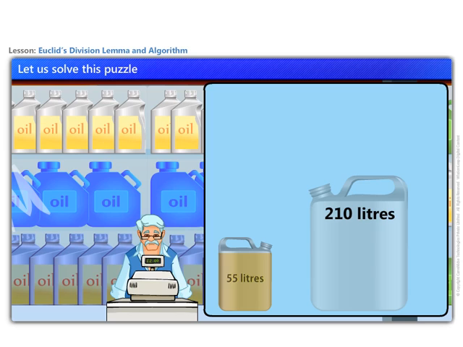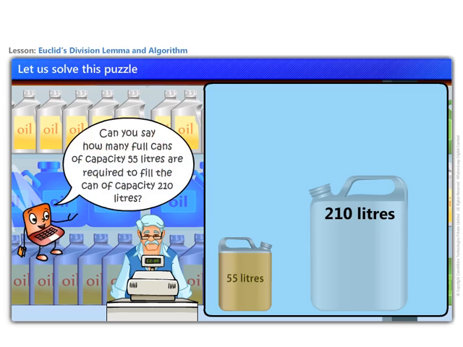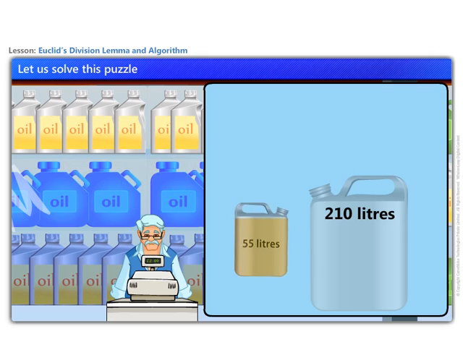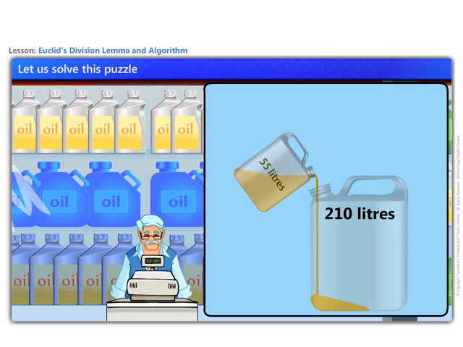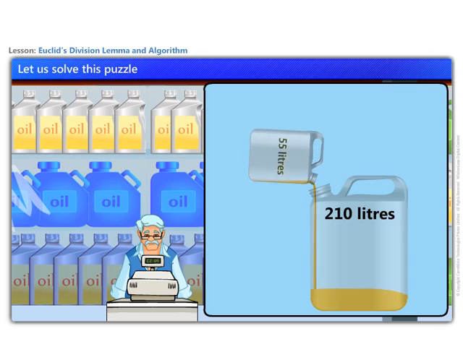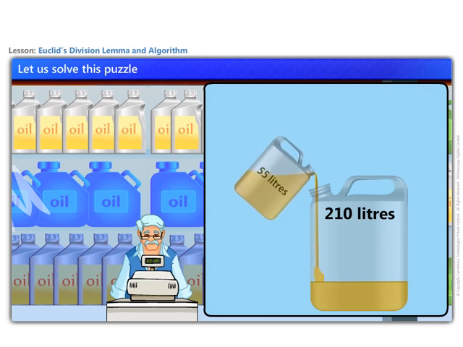Take two oil cans of capacity 55 and 210 liters. The oil can of 55 liters capacity is filled with one kind of oil. Can you say how many full cans of capacity 55 liters are required to fill the can of capacity 210 liters? To find this, we pour full can of 55 liters into the 210 liters can and count the number of cans required to fill it.